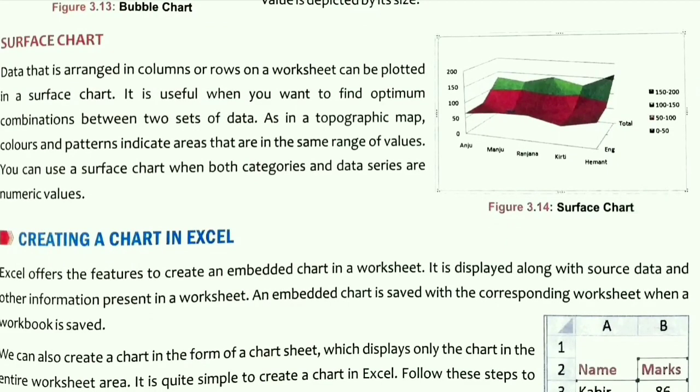Next one is surface chart. Data that is arranged in columns or rows on a worksheet can be plotted in a surface chart. It is useful when you want to find optimum combinations between two sets of data. As in a topographic map, colors and patterns indicate areas that are in the same range of values. You can use a surface chart when both categories and data series are numerical values.